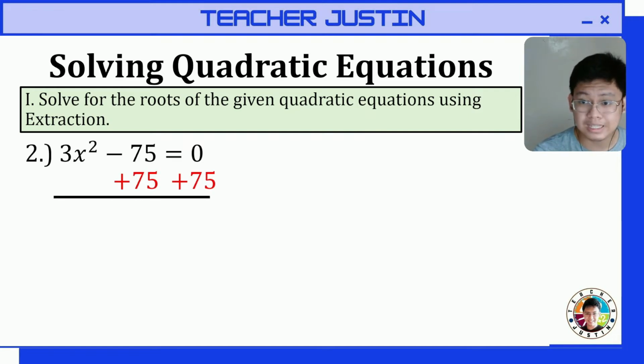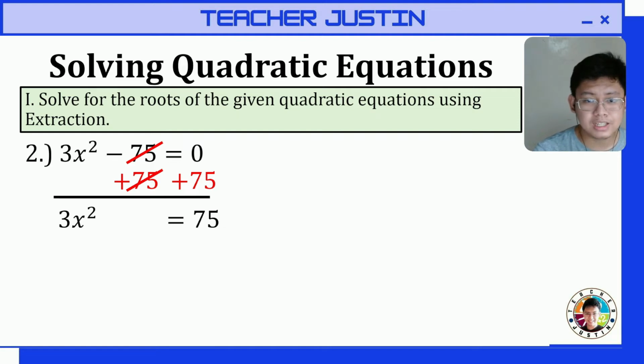Okay, so let's simplify. So 3x squared will remain 3x squared. Negative 75 plus 75, that will give us 0. So we can just simply cancel it out. Tapos 0 plus 75, that will give us 75.